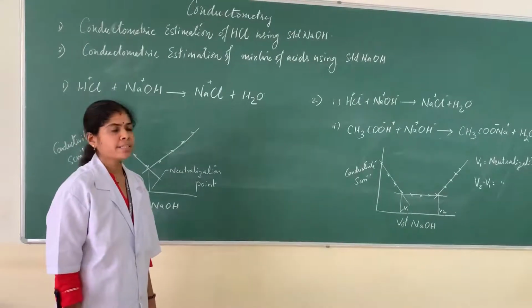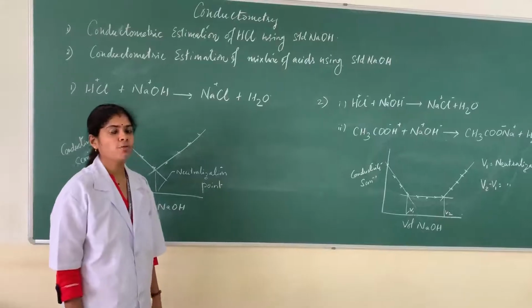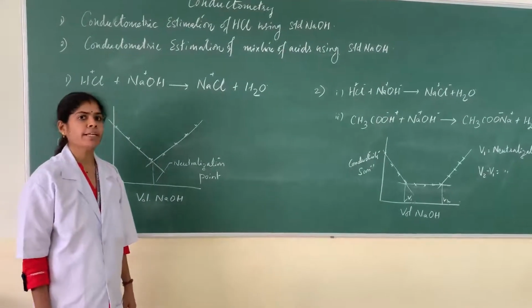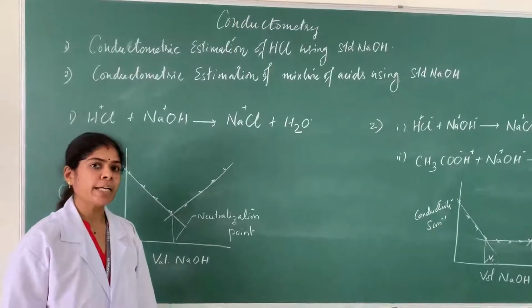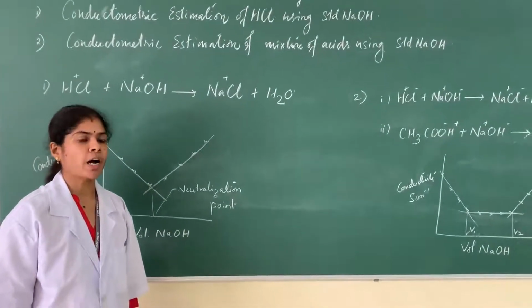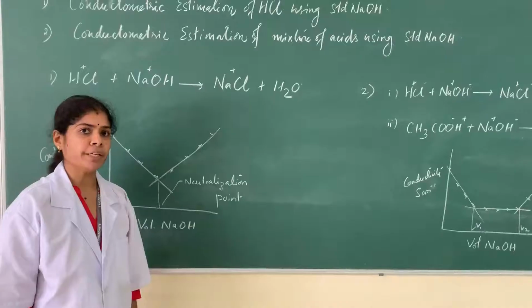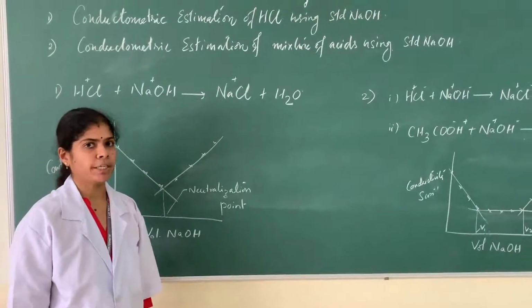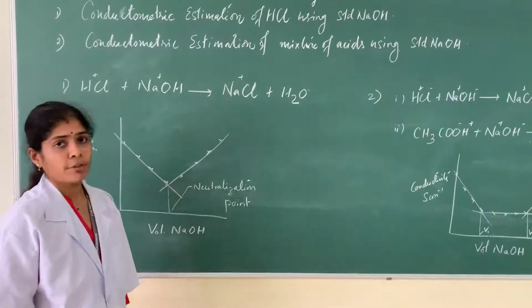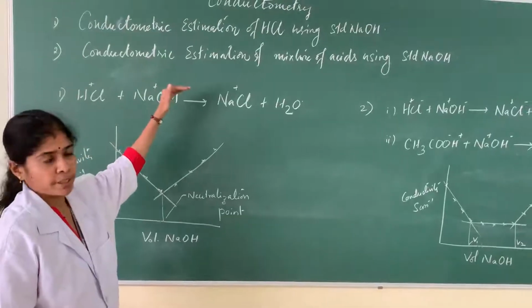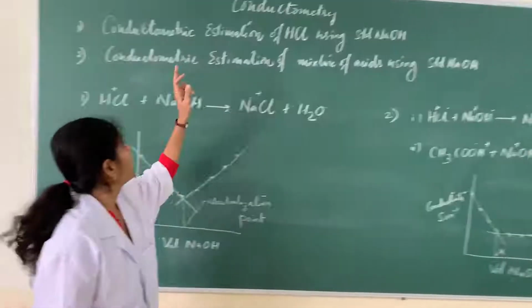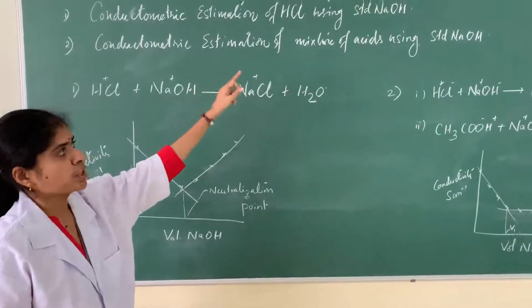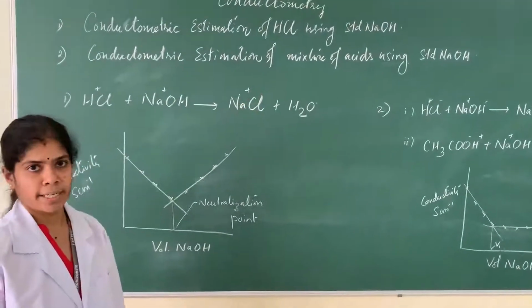Today's experiment is conductometry. It involves the measurement of specific conductance of ionic solution. The principle behind the experiment is replacement of ions of one mobility with other ions of different mobility. Under this conductometry, we perform two types of experiment: conductometric estimation of HCl using standard NaOH, and conductometric estimation of a mixture of acids using standard NaOH.